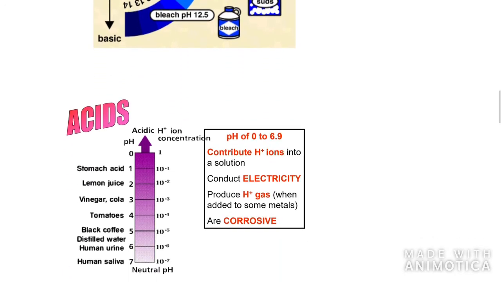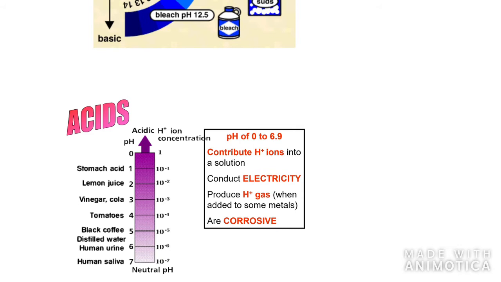Okay, so acids, if we're just looking from 7 to 0 or 0 to 7, depending on how you think of it, these guys: stomach acid is around a 1, close, I do believe, to a 1.7. Lemon juice is a 2. Vinegar or cola is a 3. Tomatoes are a 4, so that's rather acidic.